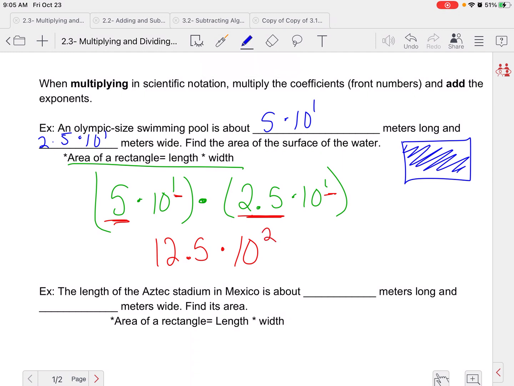Now again, we should always check our answer. Is this in proper scientific notation? It is not, so we're going to move the decimal over 1, and that causes the exponent to go up. So this would be 1.25 times 10 to the third.